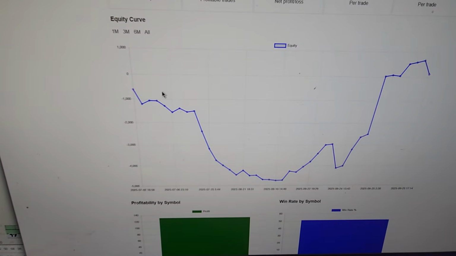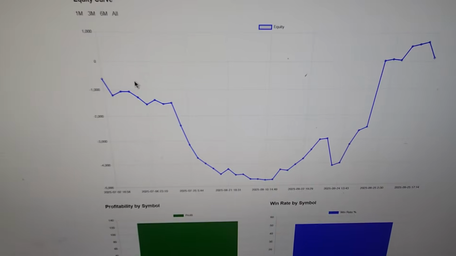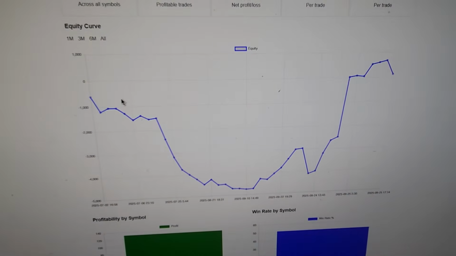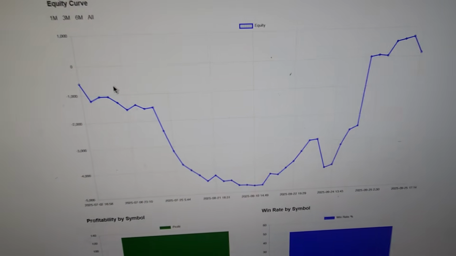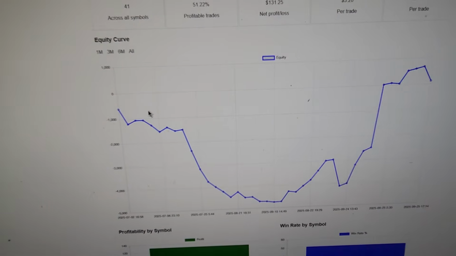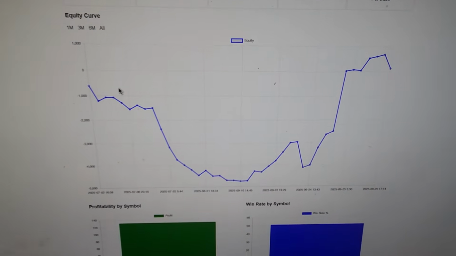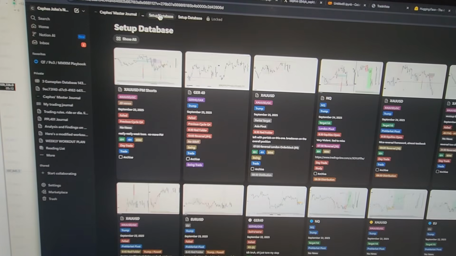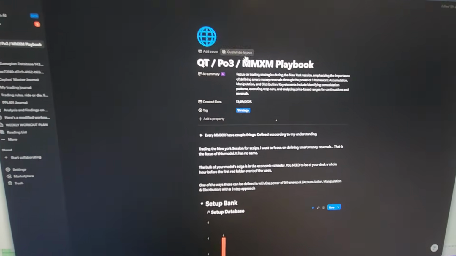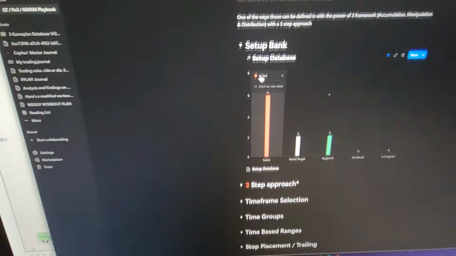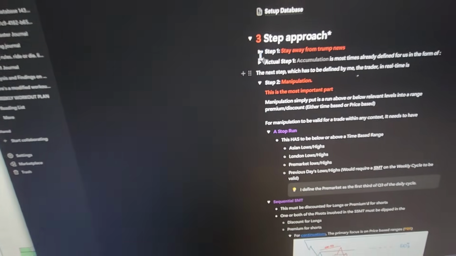It's not different. All those little pieces that I would have lying around in my brain, and I would selectively pick when I use this and when I don't use that, I put all of those into one notion. And I told myself, if I can't define what exactly it is I'm doing, every step. Step 1, stay away from every single step. Accumulation, manipulation, distribution, power 3.